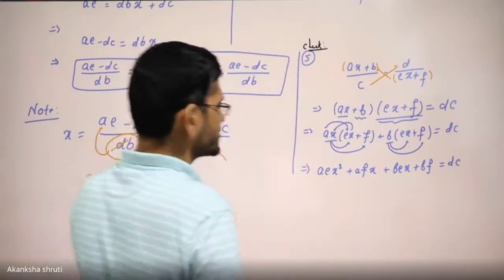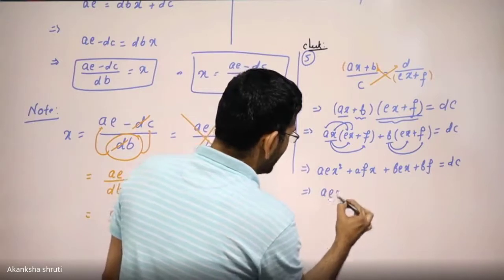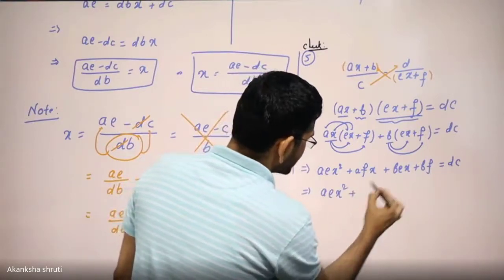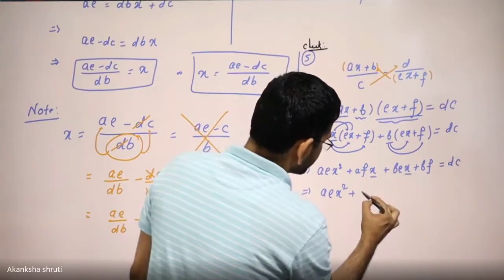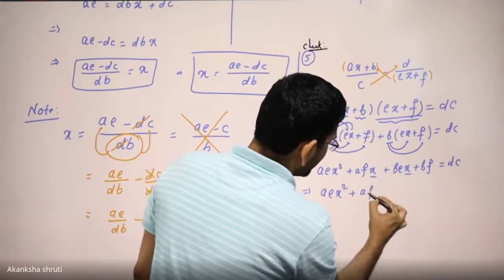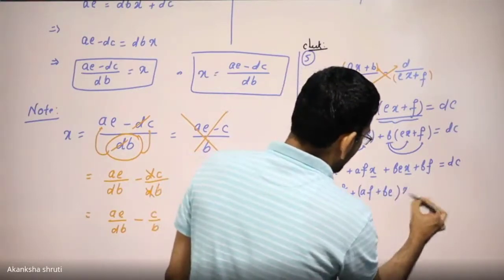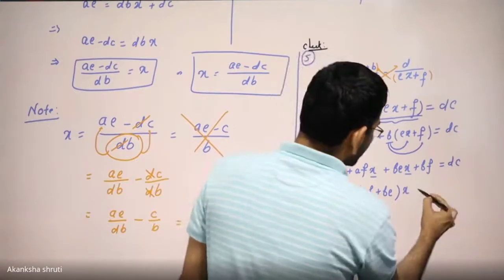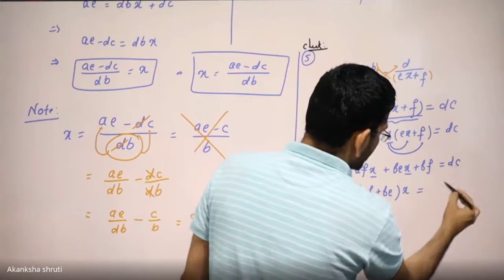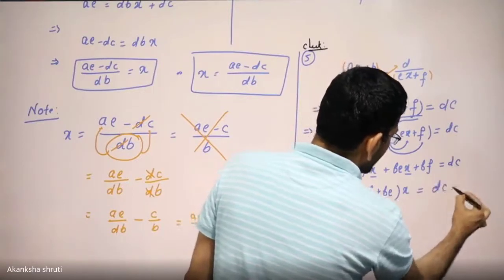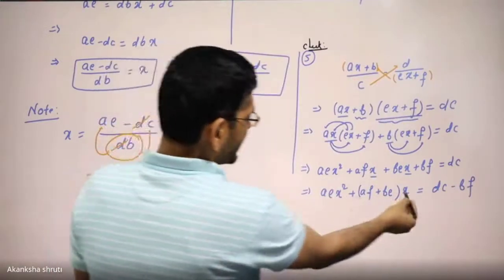We just have to understand, students, the first term is ae x square plus, here we are getting x and x are the same, so we may take this as common, meaning (af plus be) can be taken inside the bracket so that x becomes common, plus, or if I wish I may send it to the right hand side, dc minus bf. Students, can we get the x here?